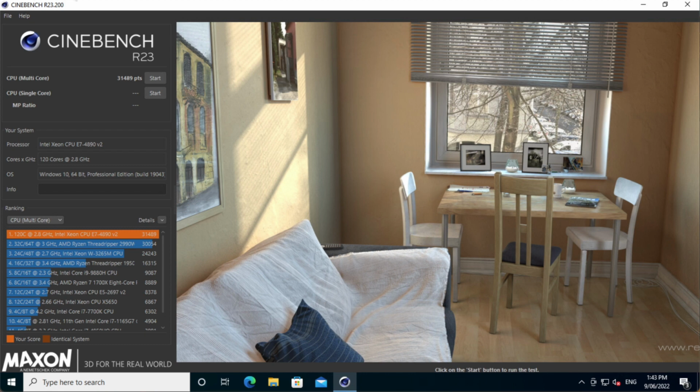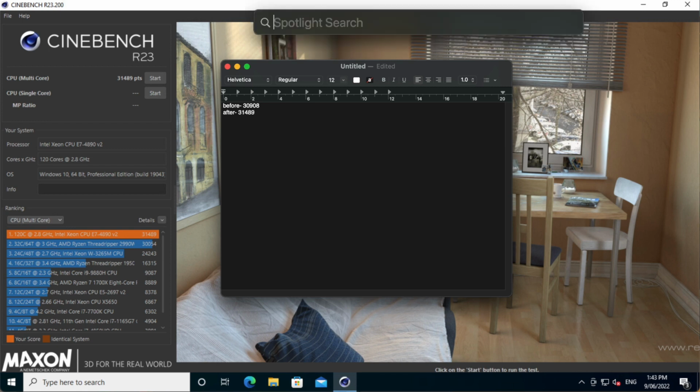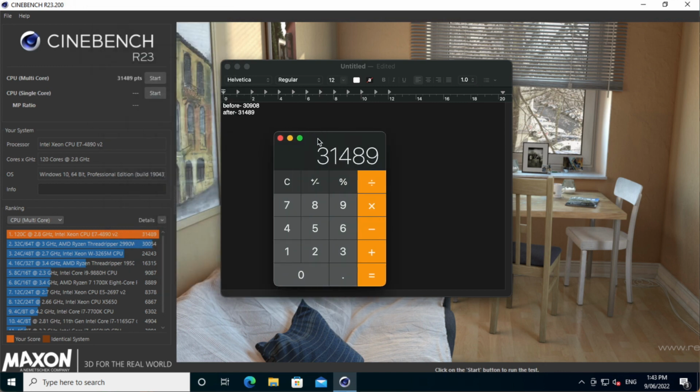Alright, so there's our score, 31,489. So it dropped slightly from what it was, but if we compare it to our before score, it is slightly higher. Not massively so. Let's work out the percentage calculator. 3908. It's 2% faster. So, I mean, it's really not much, and you probably wouldn't even notice it outside of synthetic benchmarks, but well, anyway, at least I've proven what the difference is.